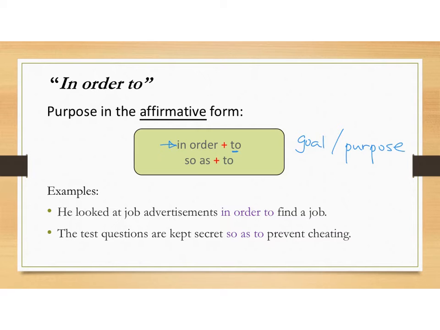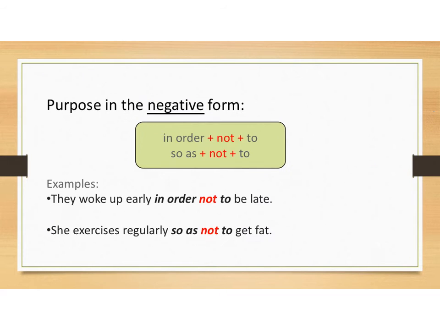He looked at job advertisements in order to find a job. The test questions are kept secret so as to prevent cheating. These two examples show us how to use the connectives of purpose in the affirmative form. However, when we want to express purpose in the negative form, we use not before to, in order not to, or so as not to.